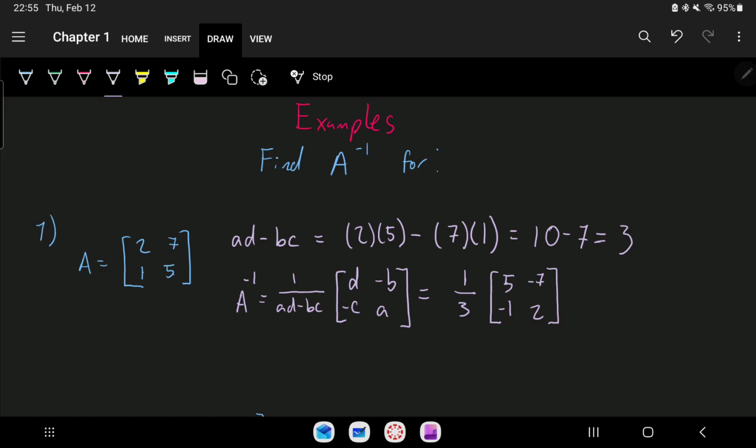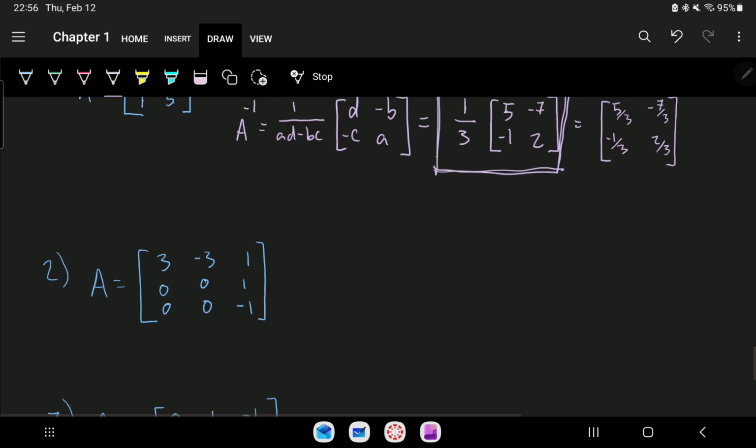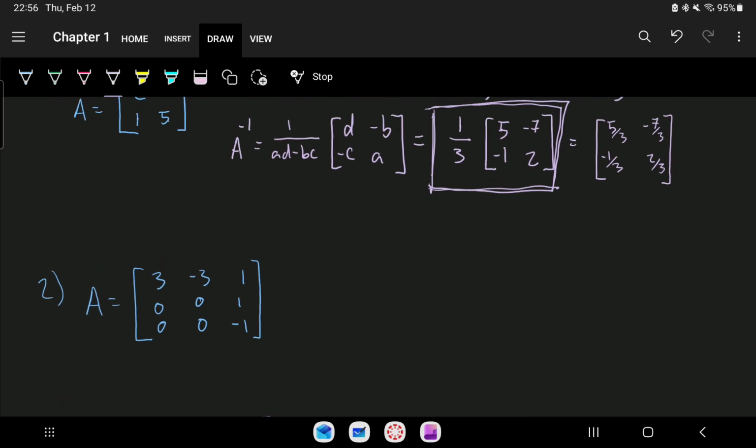And the idea is basically that if you wanted to distribute that in, it would just be like 5/3, negative 7/3, negative 1/3, and 2/3, right? But this is really the way that we like to keep it. It keeps it nice and clean. It's very easy to tell what's going on. I just wanted to show you so you kind of understand why we have a number out in front.